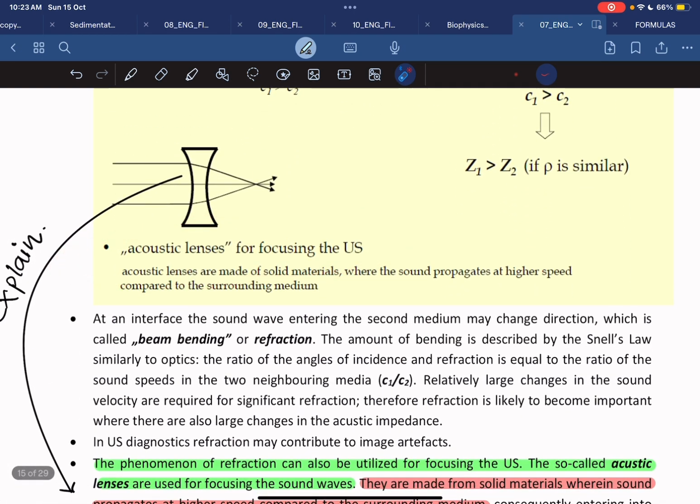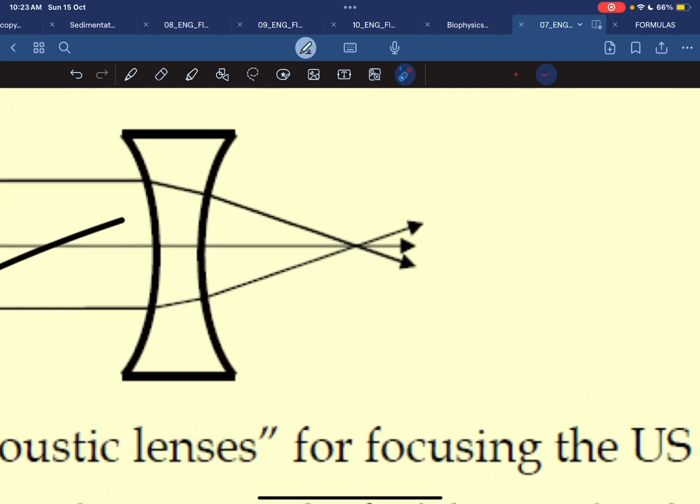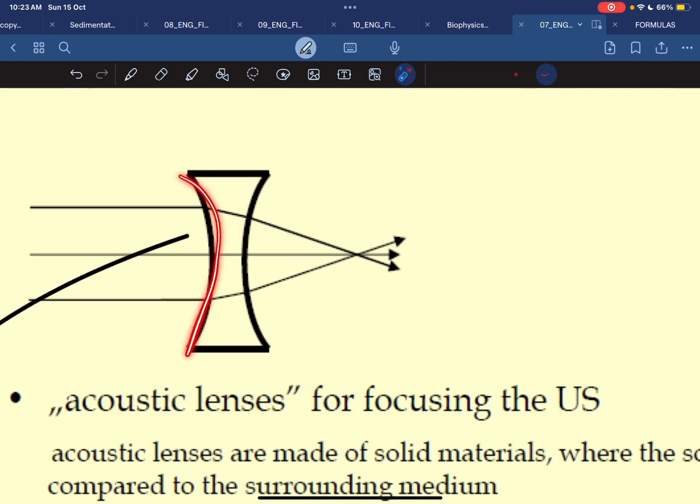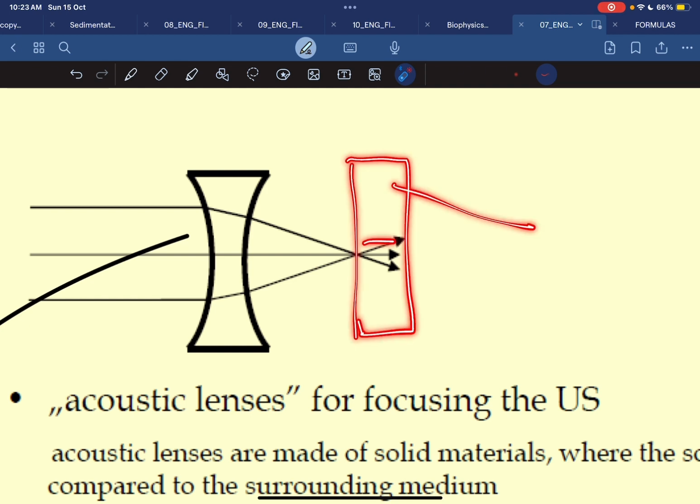Acoustic lenses. Over here you can see this is a concave lens. Normally the rays passing should go out like that. But this isn't like light waves. It also doesn't need to be shaped in a concave way. I don't know why it's shaped this way, but it could just be a square block, and still the sounds would diverge this way.